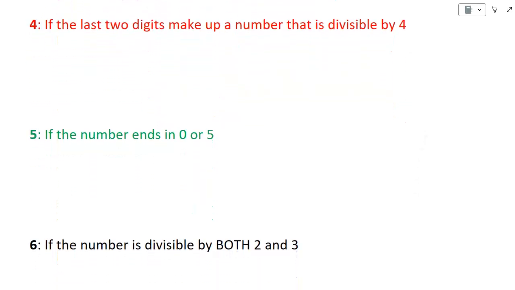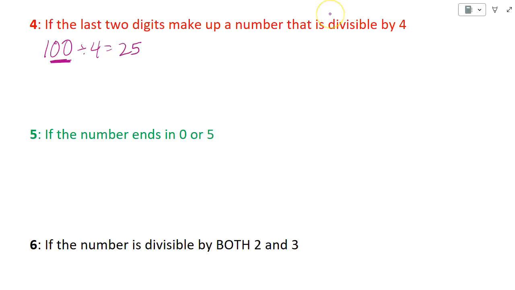For 4, the rule is: if the last 2 digits of the number make up a number that is divisible by 4. The reason is that once we get beyond 2 digits, we're into the hundreds, the thousands, the 10,000s, the 100,000s, all that stuff. The last 2 digits are the only ones we have to check, because 100, or any multiple of 100, we already know is divisible by 4. 100 divided by 4 is 25 with no remainder. So any number of 100s is going to be divisible by 4, and we only have to check the last 2 digits.